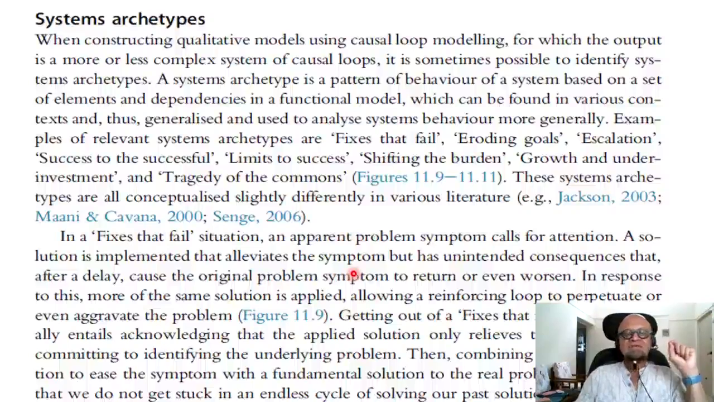Examples of relevant systems archetypes are fixes that fail, eroding goals, escalation, success to the successful, limits to success, shifting the burden, growth and underinvestment, and tragedy of the commons. So we'll look at these as examples, but just try to read up and find other examples which are more realistic. Tragedy of the commons, limits to success, shifting the burden, eroding goals, and so on are realistic situations. These system archetypes are all conceptualized slightly differently in various literature.